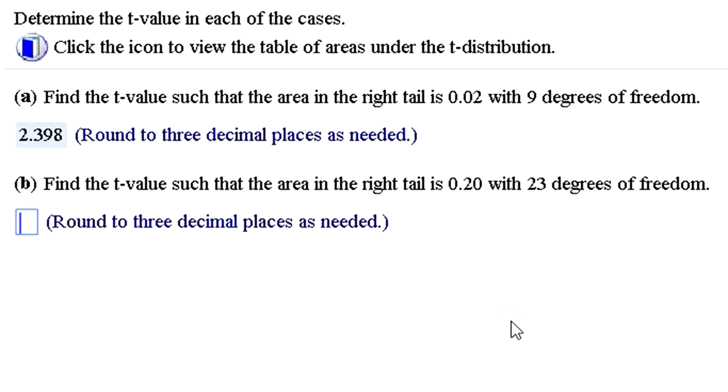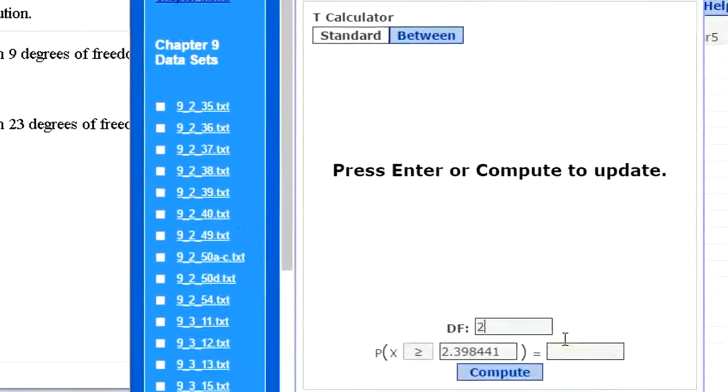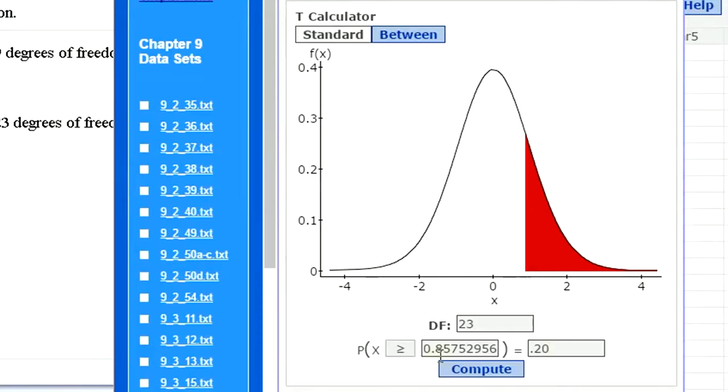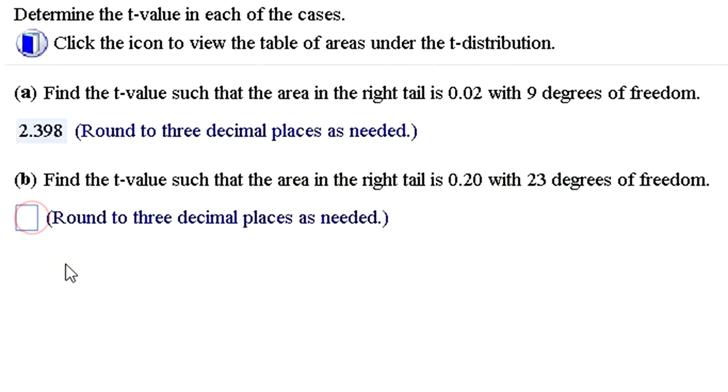We want to find a t-value such that the area on the right tail is 0.20 with 23 degrees of freedom. We want the area to the right to be 0.20. Compute. Excellent. 0.857. Rounding up, 0.858.